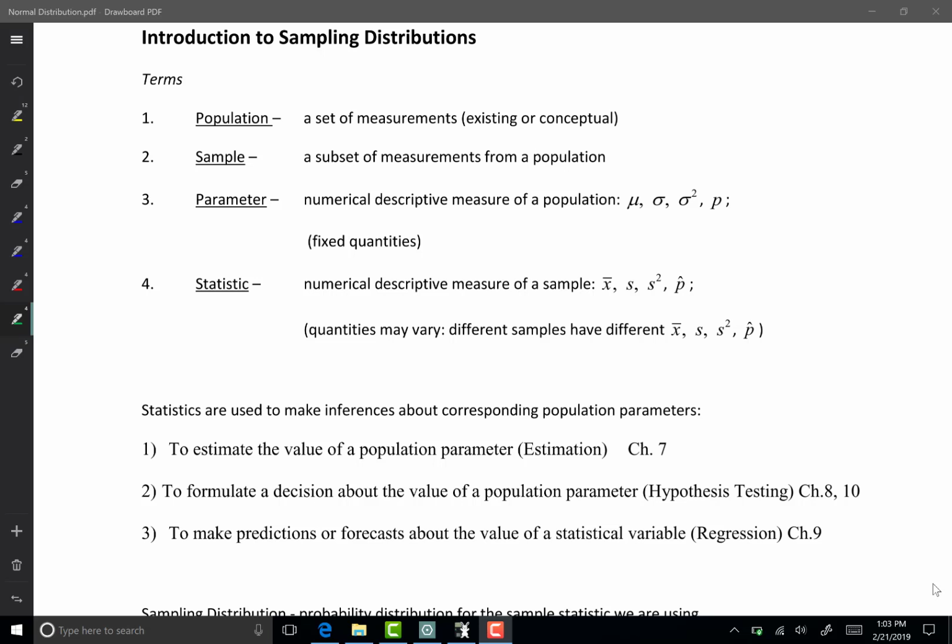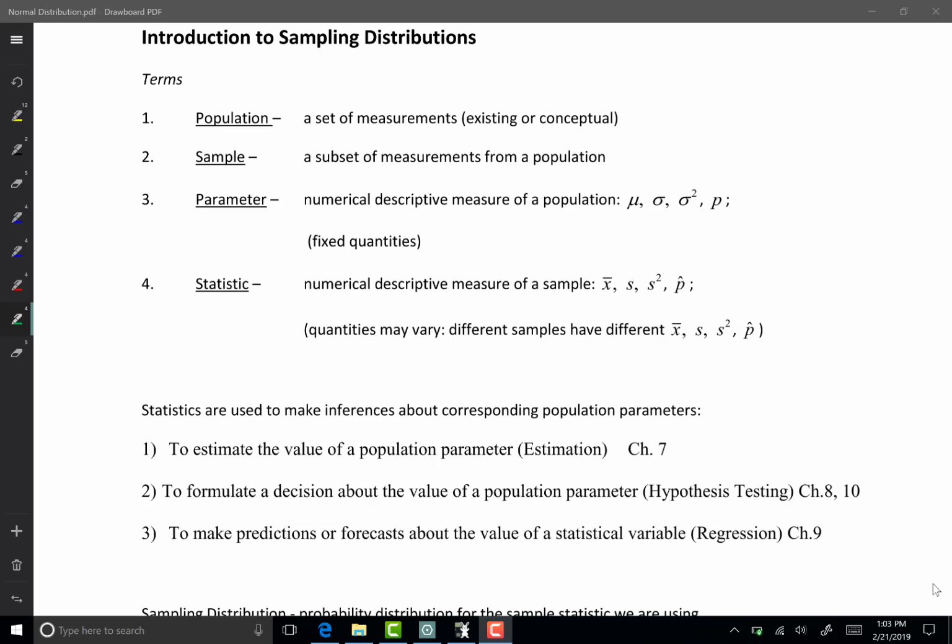Let's talk a little bit about a sampling distribution. Before we do that, let's review some terms that we learned at the beginning of this semester. We know that a population is a set of measurements. This can be either existing or conceptual. However, a sample then is a subset of the measurements from this population.